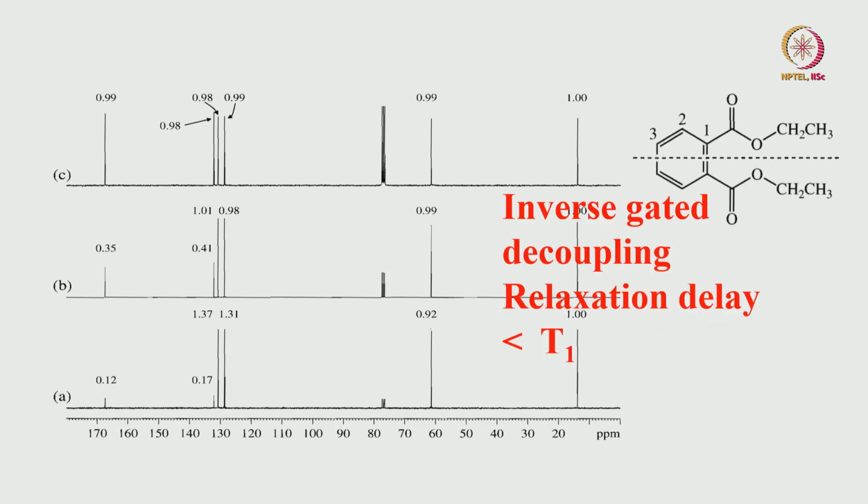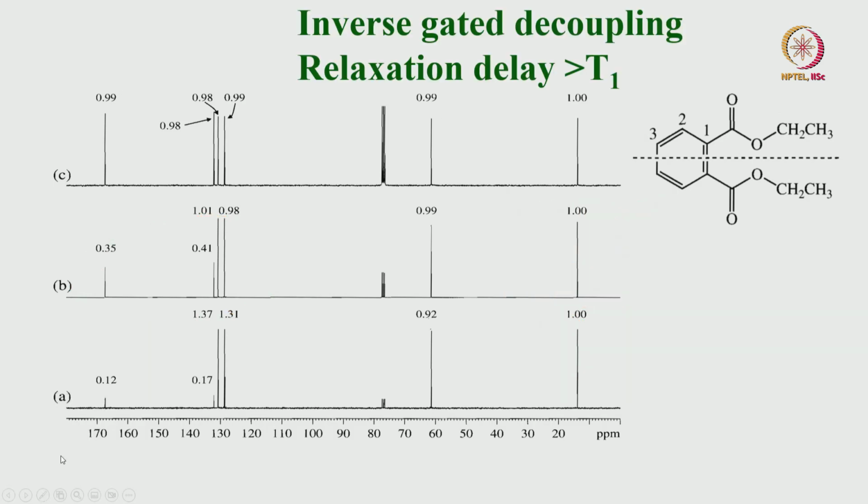On the other hand, we can do inverse gated decoupling to enhance the signal intensity. Identical experiment with the inverse gated decoupling, that means there is NOE. But still the relaxation delay is less than T1. But that has not helped you. That has not made all the peaks equal. The intensities of all the peaks are still not equal. That is a problem.